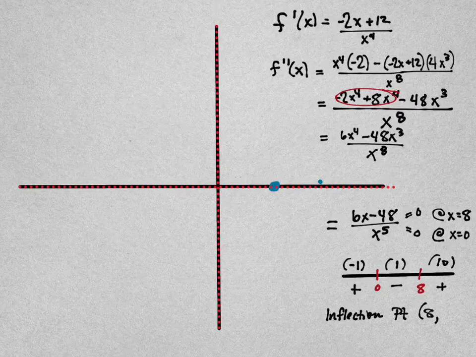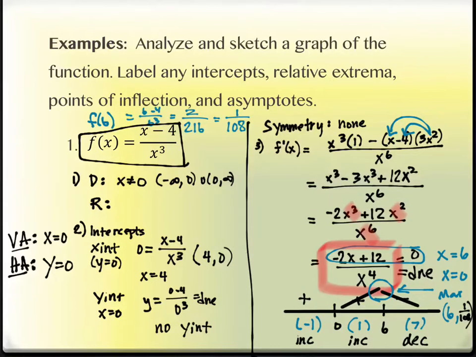At 8. 8 what? Well, we use our original function to figure out 8 what. So our original function was x minus 4 over x cubed. So if I want to find 8, I'm running out of space on this slide drastically. We're going to put it up here at the very top. I have, what is it? 8 minus 4 over 8 cubed.